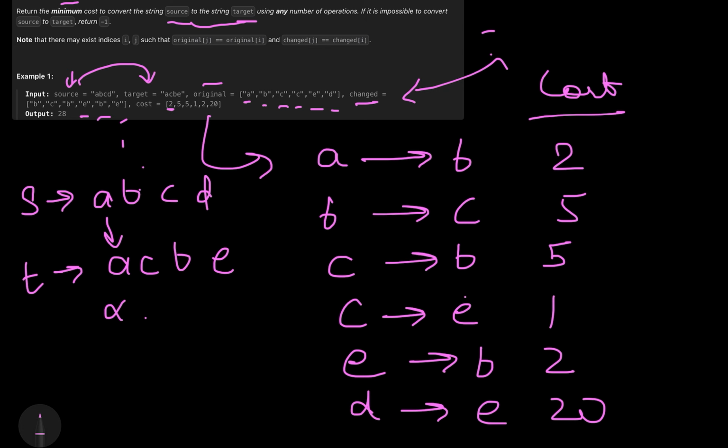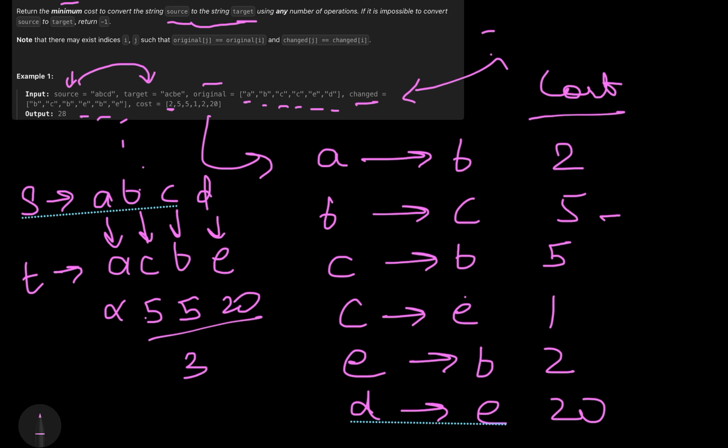Now our source string was A B C D and target string was A C B E. So the first character is the same, no need to change. And here from B to C our cost is 5. Now C to B our cost is 5. And from D to E our cost is 20, so it becomes 30. But here our output is 28.